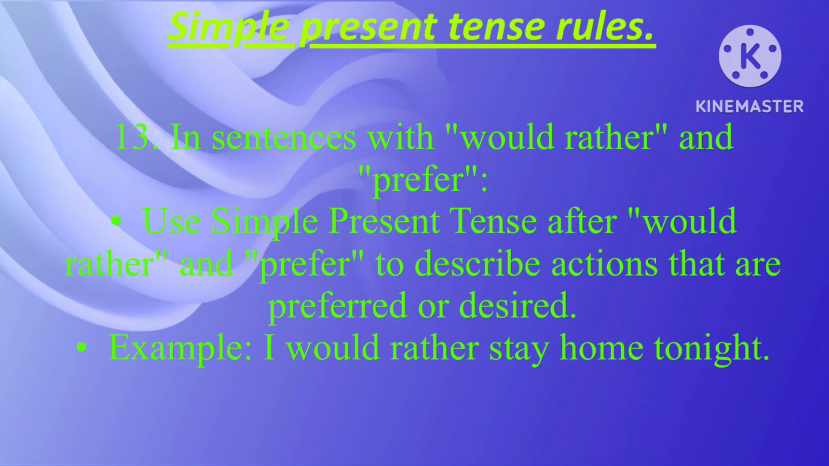In sentences with would rather and prefer, use simple present tense after would rather and prefer to describe actions that are preferred or desired. Example, I would rather stay at home tonight. It means instead of going outside, it's better to stay at home. So we are using I would rather stay at home tonight.